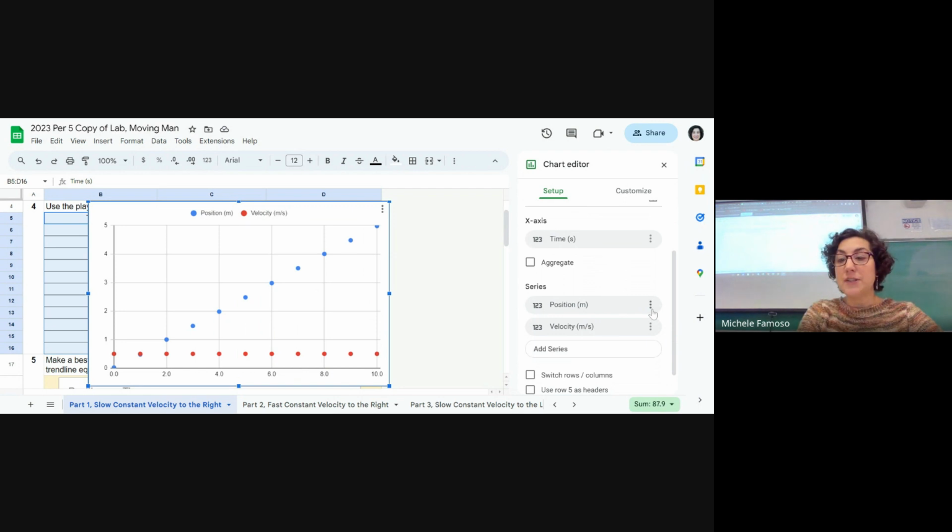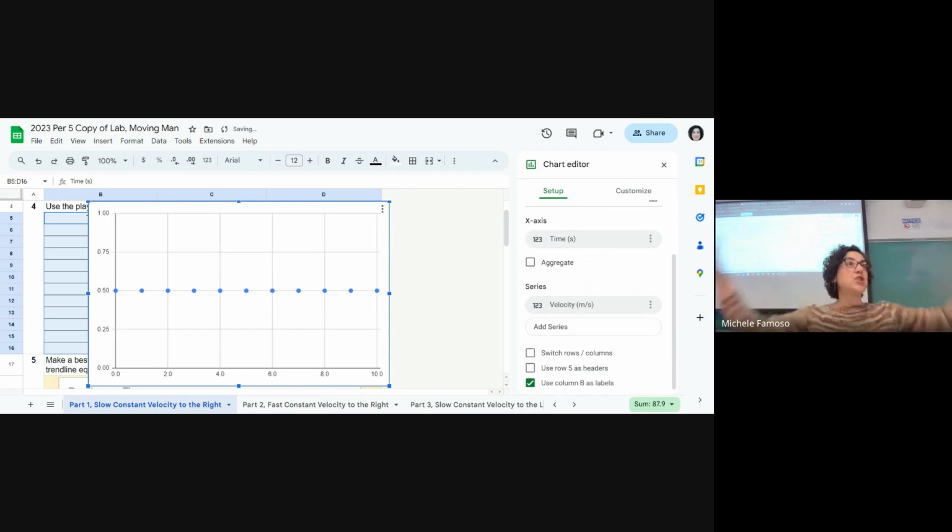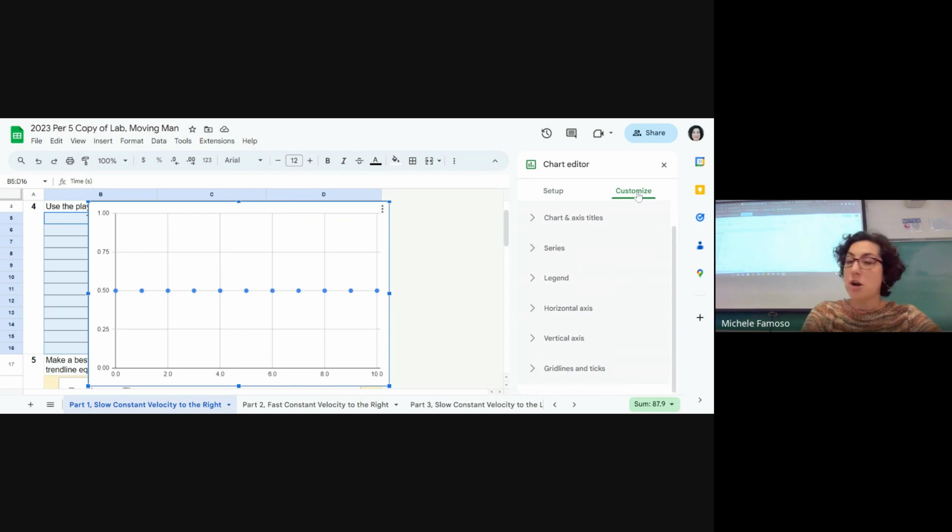On the right side of where it says position, you see we have these 3 dots and your cursor changes to like the pointer finger on it. Click the 3 dots and say remove for position. And now position has been removed from the graph, and all we have on it are the velocity data points. You see? Okay. Now what I want to do is customize this again because it doesn't have the title, the X or Y axes labeled. It doesn't have the trend line or the equation. So we go to the customize section of the chart editor and go to chart and axis titles.